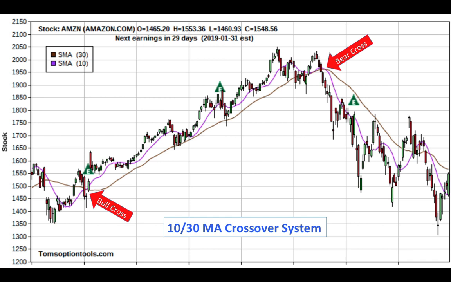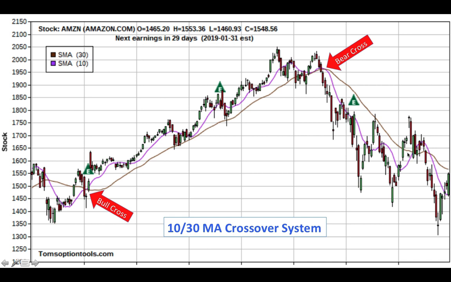I'm going to show you how to find them. All right, and secondly, you can get some chop, as you see here, and in the choppy times, it doesn't work. So the way the system works is by capturing some of these long-term moves and then dealing with the occasional choppy crosses.